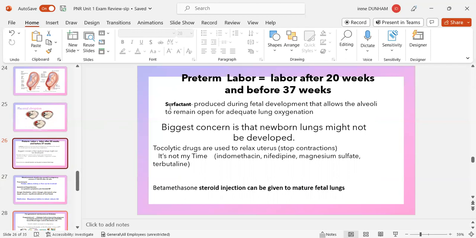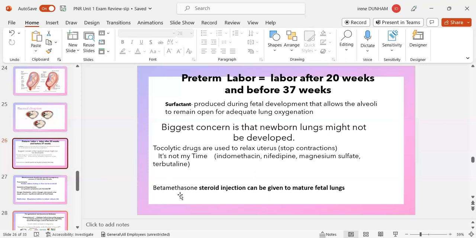Now, we can give mom a drug called betamethasone. And it's right here, betamethasone. That is a steroid injection. And that's given to mom in 2 doses, 12 milligrams IM, given at a 24 hour interval.